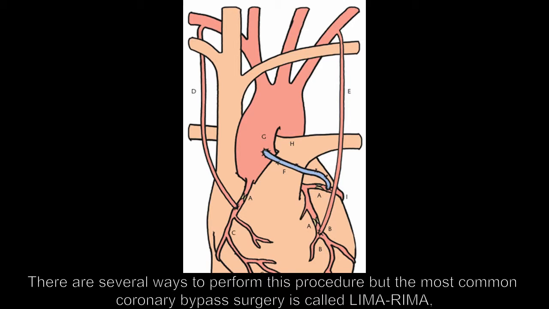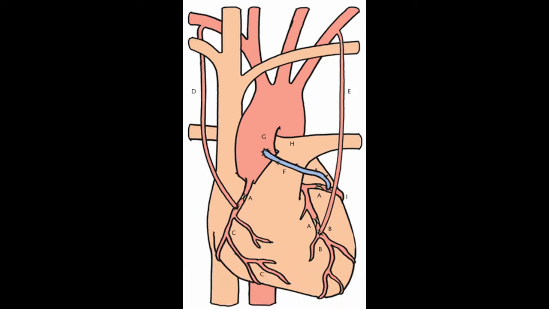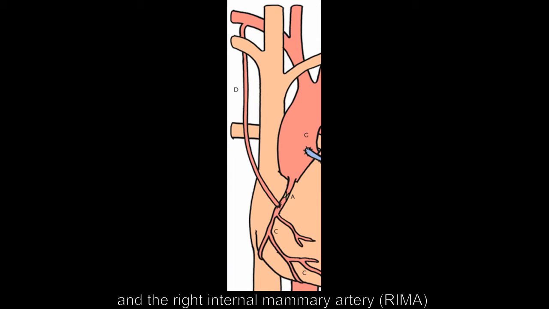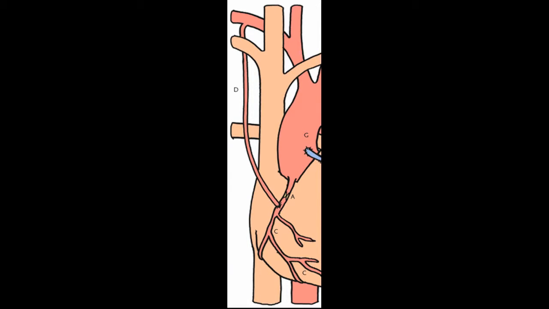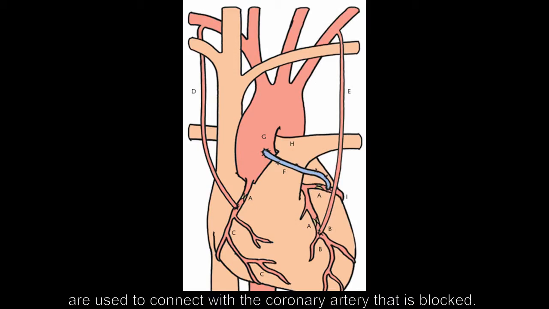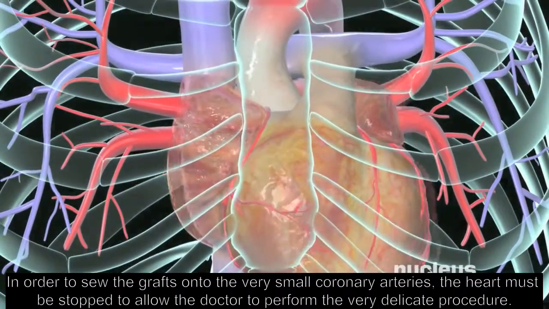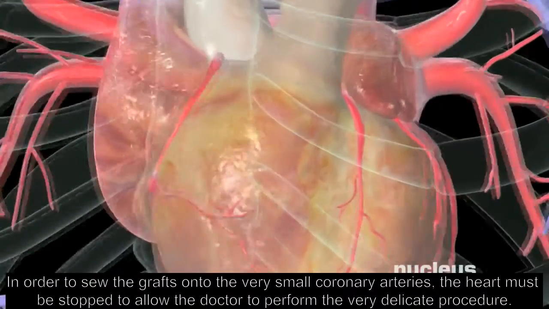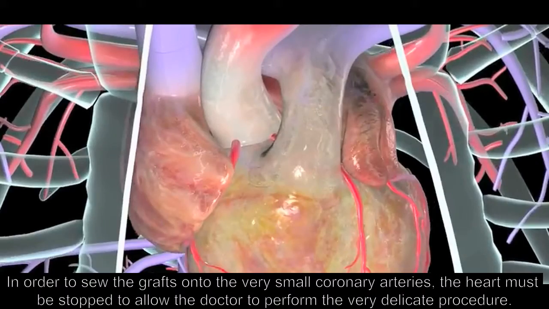There are several ways to perform this procedure, but the most common coronary bypass surgery is called LIMA-RIMA, in which the left internal mammary artery and the right internal mammary artery are used to connect with the coronary artery that is blocked. In order to sew the grafts onto the very small coronary arteries, the heart must be stopped to allow the doctor to perform the very delicate procedure.